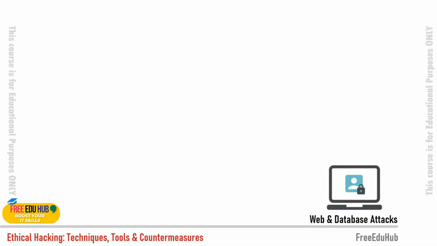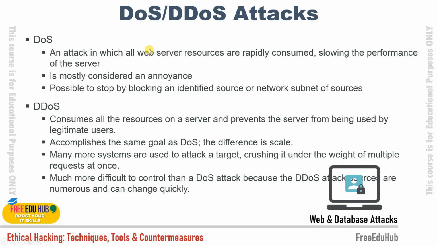In a denial of service attack, a web server's resources are rapidly consumed, slowing down the performance of the server. It is mostly an annoyance, and it is possible to stop it by blocking the identified source, the network subnet, or the sources from which the traffic is coming. Try to understand that as a fixed asset, a web server is vulnerable to this attack much as any other server-based asset would be.